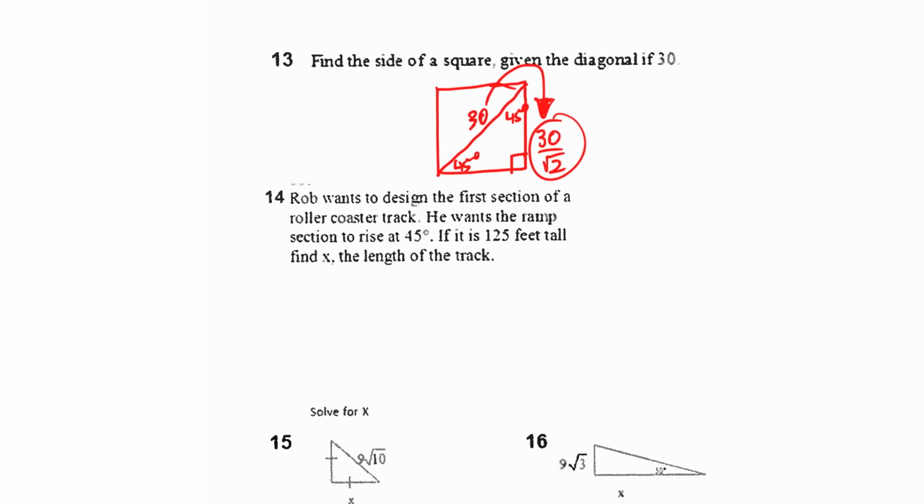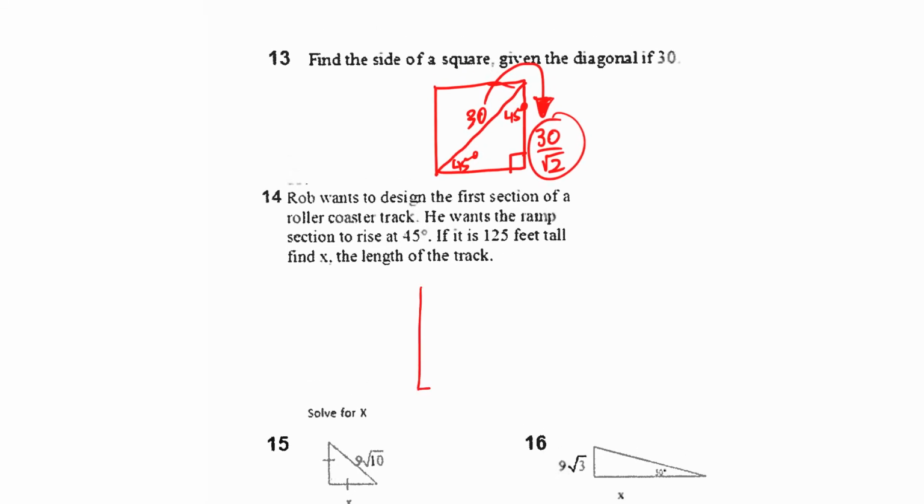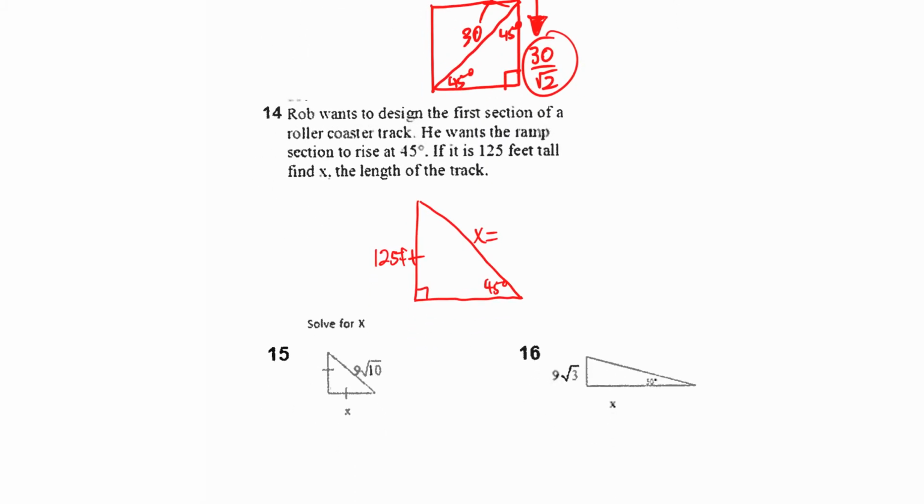Okay, number 14. Rob wants to design a roller coaster track. It's like this, 45 degrees. It's 125 feet tall, and we're looking for the hypotenuse of that thing. That's where the ramp is, the actual part of the track where the roller coaster will be. Good. So after I apply my 45, 45, 90 rule, it's going to be 125 square roots of 2 feet.